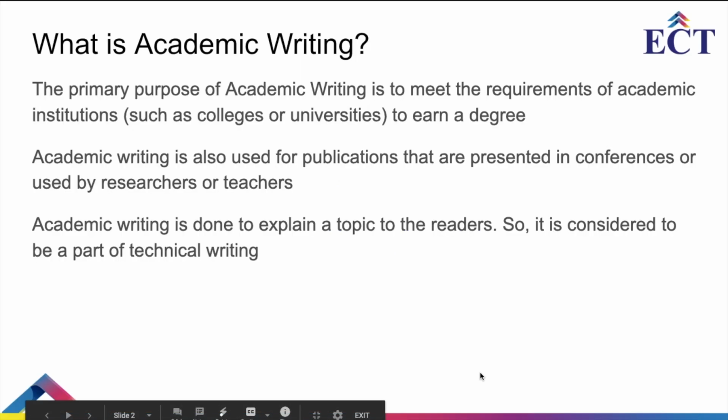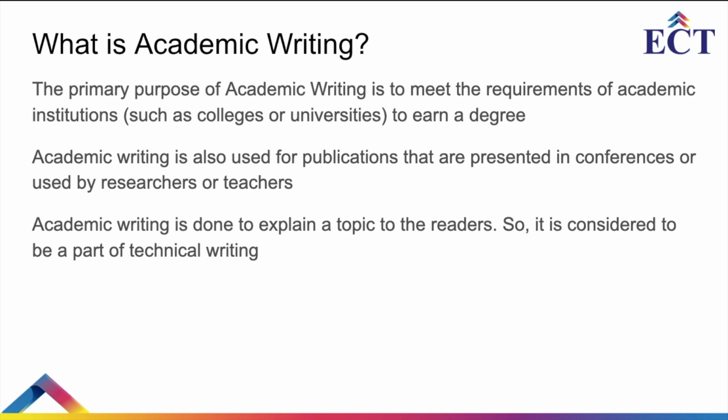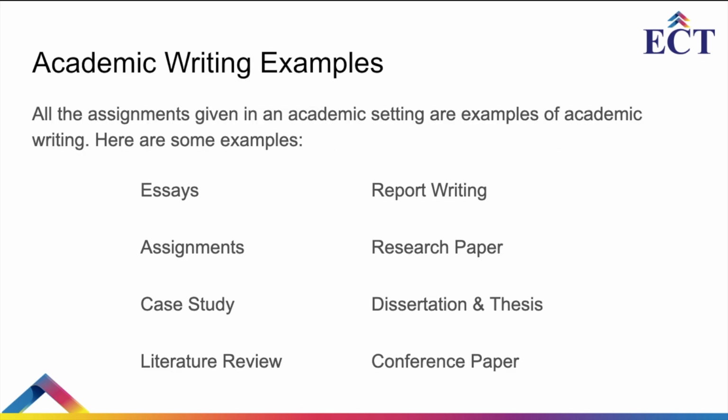The primary purpose of academic writing is to meet the requirements of academic institutions such as colleges or universities. Academic writing is also used for publications that are presented in conferences or used by researchers or teachers. Academic writing is done to explain a topic to the readers, so it is technical in nature. All the assignments given in an academic setting are examples of academic writing.